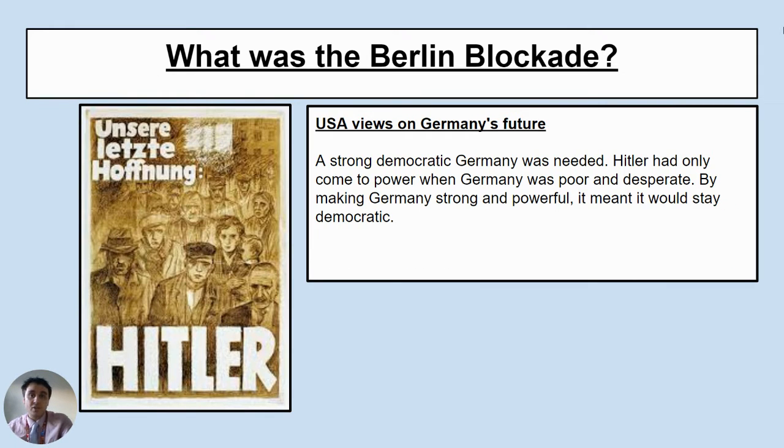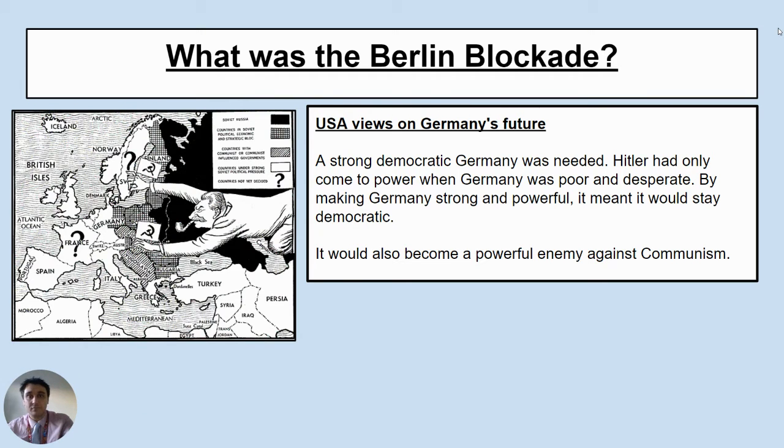Now let's compare that to the USA's views. The USA said a strong, democratic Germany was needed in the future. They said we must learn from history. Hitler had only come to power in 1933 because at that stage Germany was poor and desperate. By making Germany strong and powerful, it would stay democratic. You're not humiliating the country. When you turn a country poor, people become desperate, and people look to dictatorship leaders. That's why Hitler was so popular in 1933, as shown by this propaganda poster, Our Last Hope, Hitler.